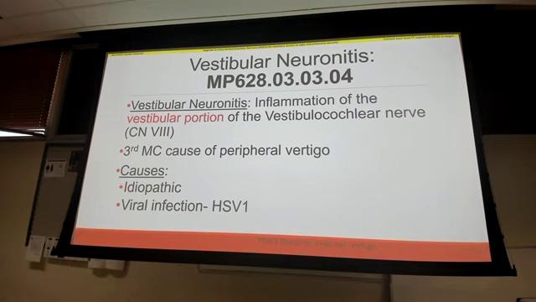Now, vestibular neuritis, inflammation of only the vestibular portion of the vestibulocochlear nerve, which is cranial nerve 8. This is the third most common cause of peripheral vertigo, not really significant, but the causes can be idiopathic and then more associated with patients that have an HSV-1 infection. So you might see something like that in the past medical history for a patient presenting like this.